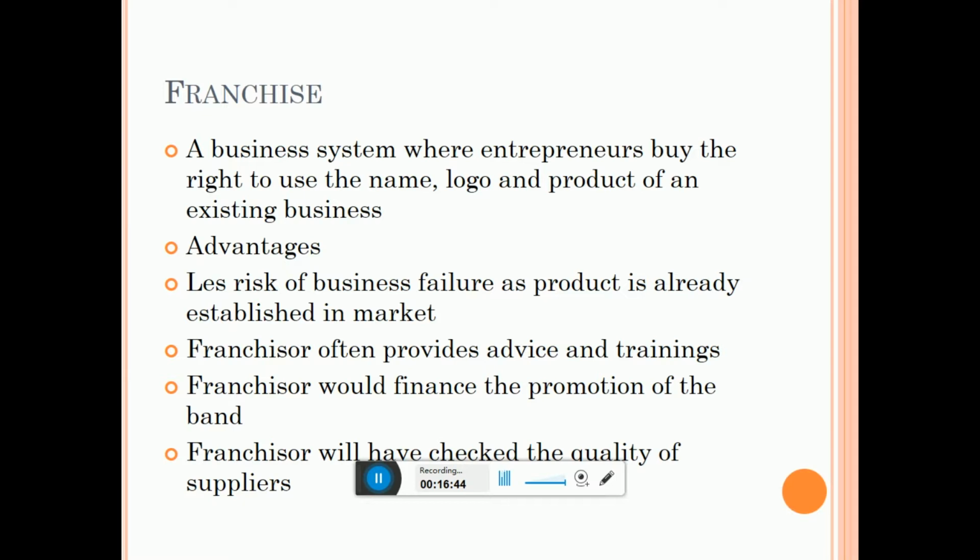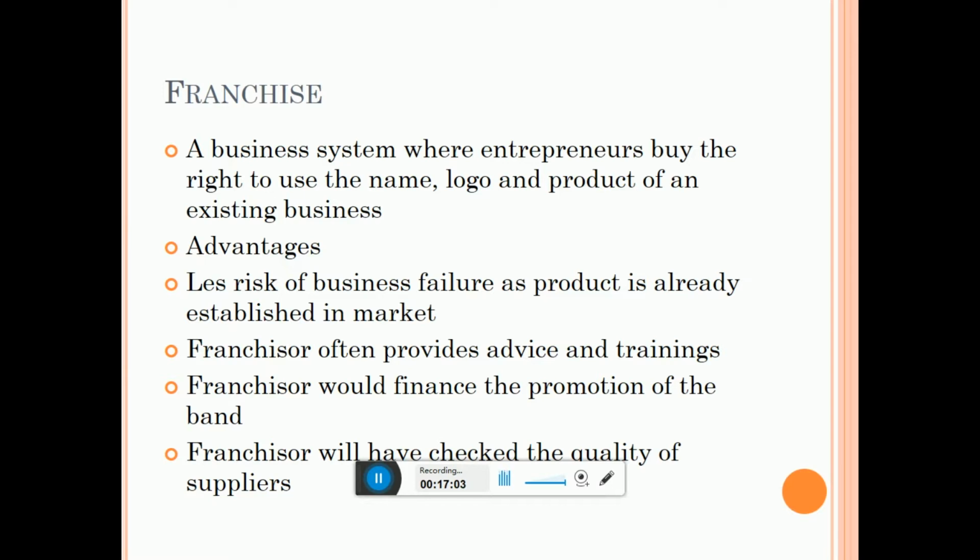Any person, any student approached me and said, sir, I want to use your name. How can I use your name? And I want to open a branch in my area. So he will be opening that branch and using my name as a brand. If he is using my name, then I will have to give him the right.